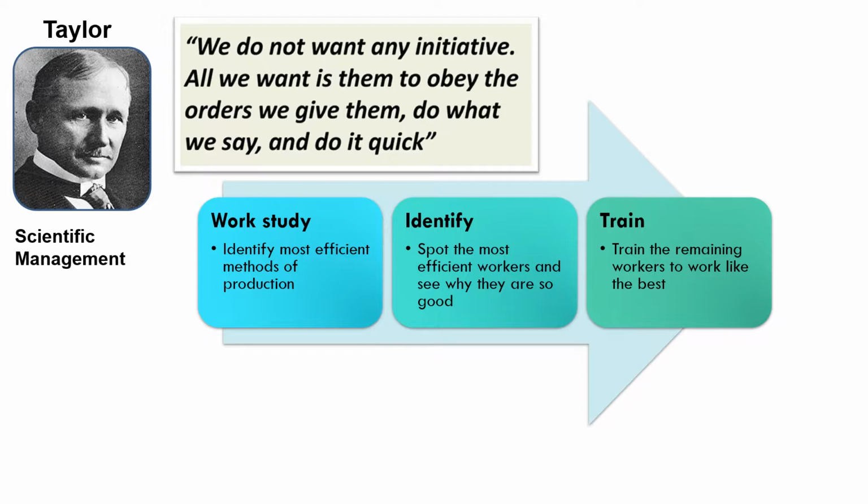The first stage is to study the jobs that the workers are doing. So identify the most efficient methods of production. So what exactly are the roles, who does it well, and study it. Then we've got to identify the most efficient workers and see why they are so good. Why do these particular workers have such high productivity? And then we need to train the rest of the workforce to work like the best.